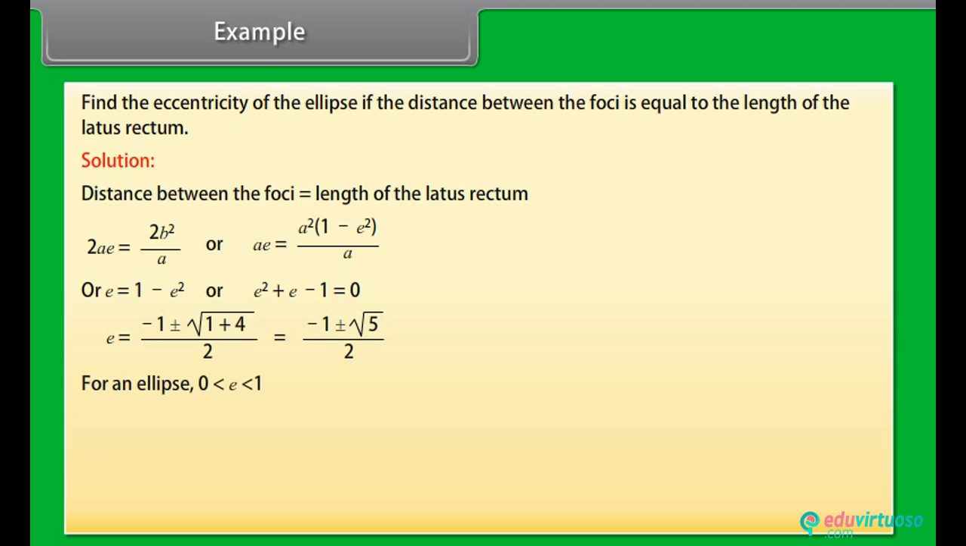For an ellipse, 0 is less than e is less than 1. Rejecting e is equal to minus 1 minus under root 5 upon 2, which is less than 0, we have e is equal to under root 5 minus 1 upon 2.